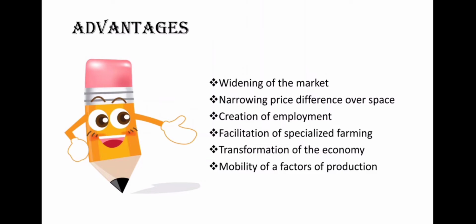Advantages of transportation. Transportation helps in the development of widening markets by bridging the gap between producers and consumers located in different areas. For example, Himachal or Kashmir apples. The producers are located mainly in the states of Himachal Pradesh and Jammu and Kashmir, but the apples are consumed throughout the country. This is the best example of widening the market.